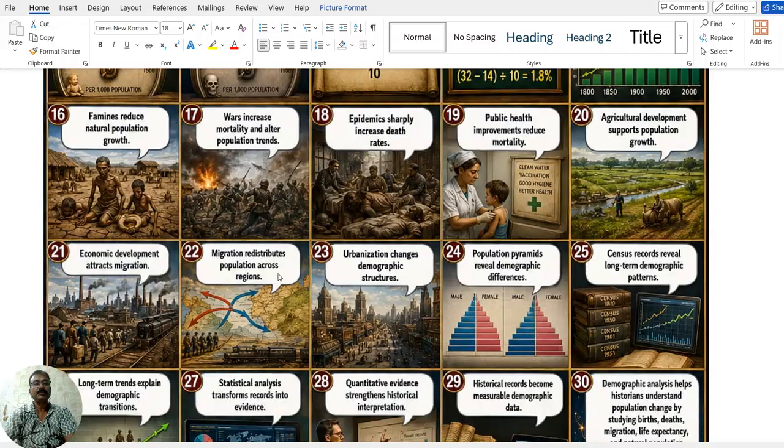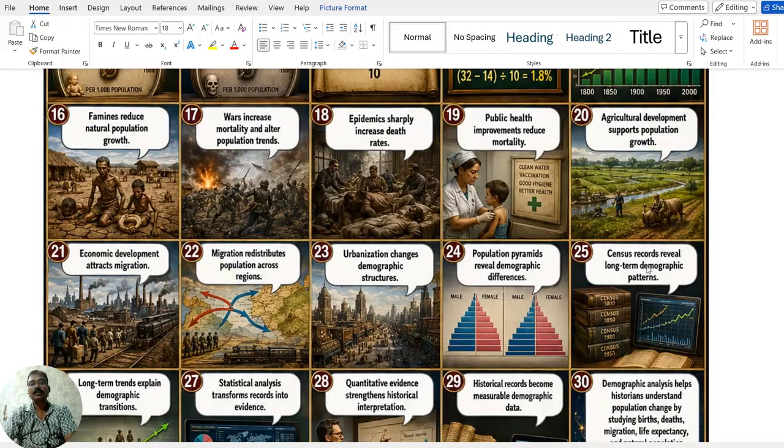Migration redistributes population across regions. People coming from one place to another, so it redistributes the population. Okay. Similarly, urbanization changes demographic structure. By comparing the population pyramids of two regions, we can reveal demographic differences. We can compare the demographic differences between two nations or two states by comparing this pyramid.